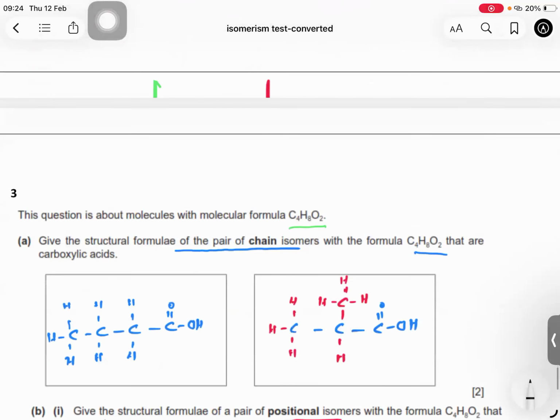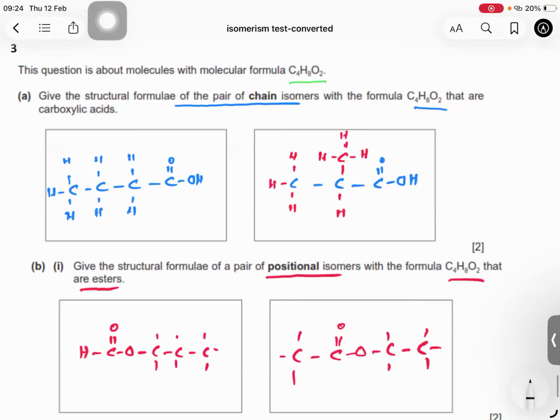Next, this question is about the molecule with the molecular formula C4H8O2. Give the structural formula of the pair of chain isomers.